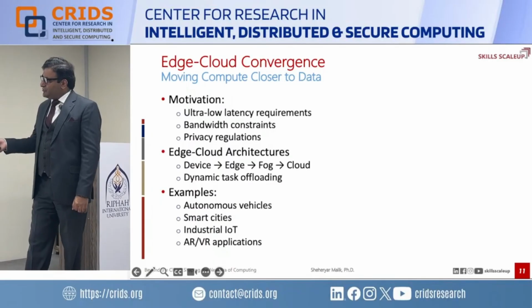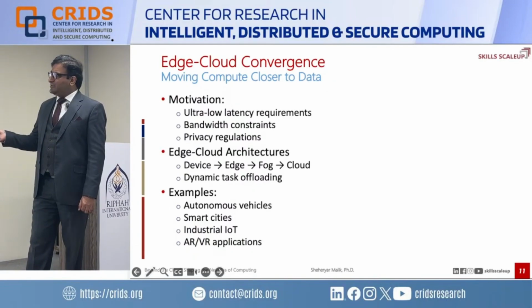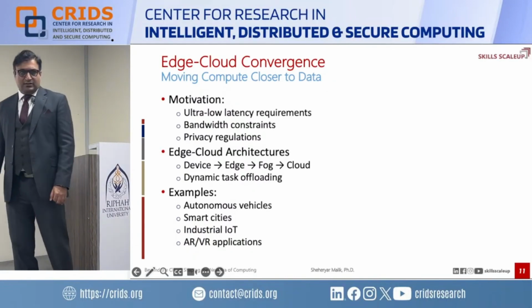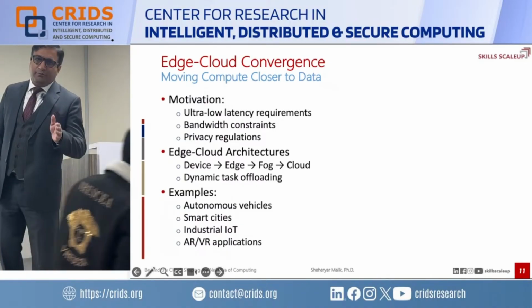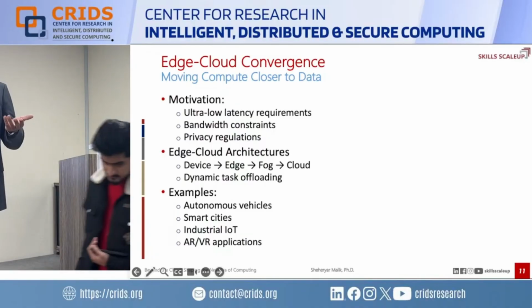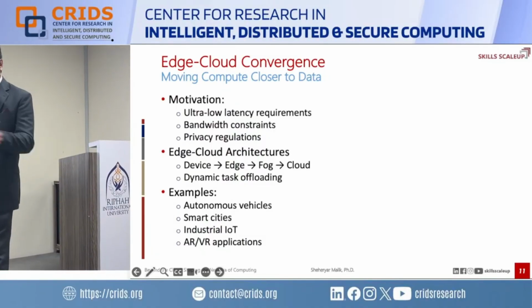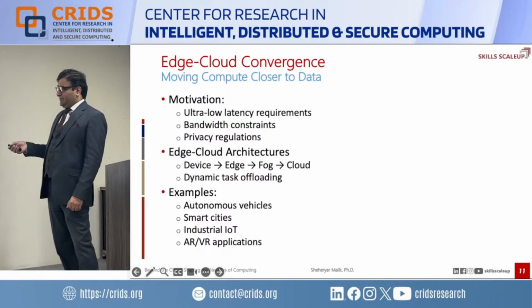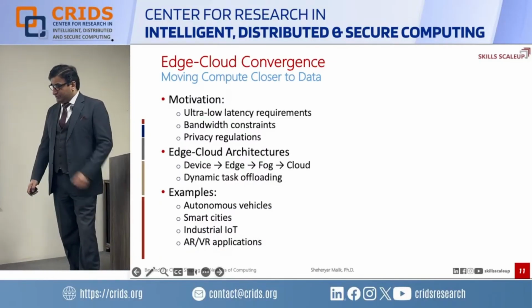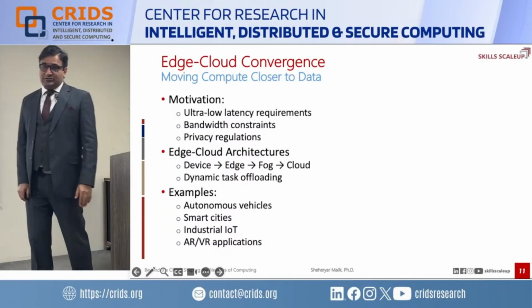So what you can do is dynamic task offloading. It's already been done. You know why the edge is there? Because it provides you ultra low latency. If you have to do some computation near the end user, the cloud is far. So that is the reason you deploy the edge devices. You do the computation near the user or near the edge device, and then you could have bandwidth constraints as well. Or in some specific cases, you can have privacy regulations as well.